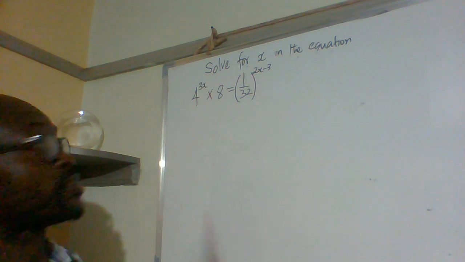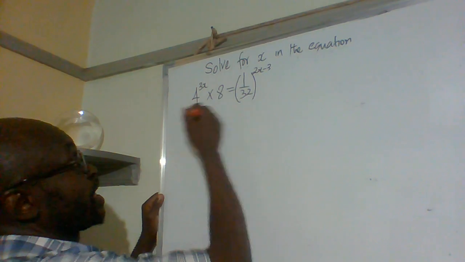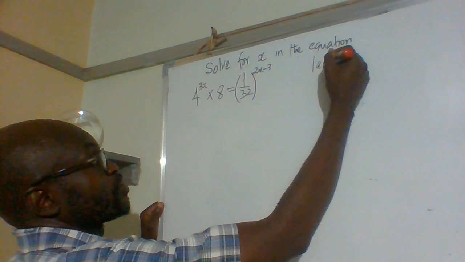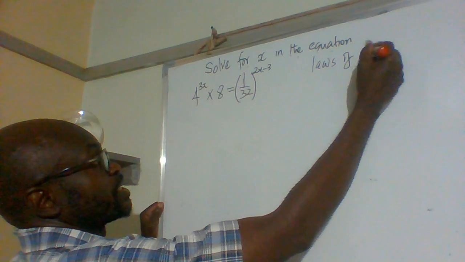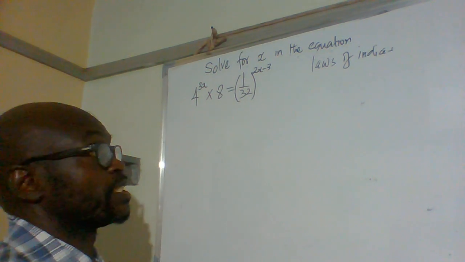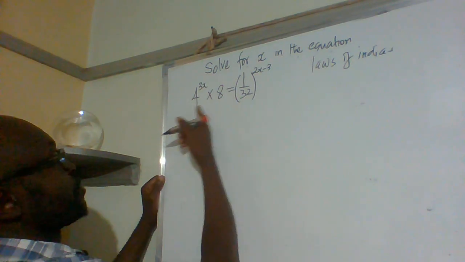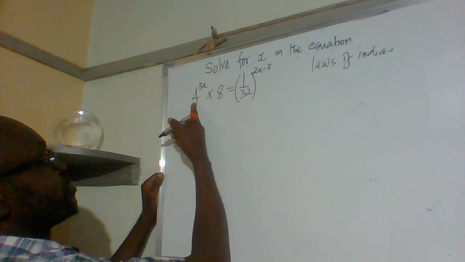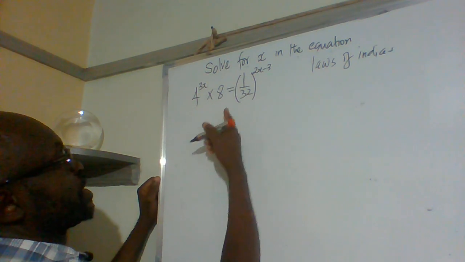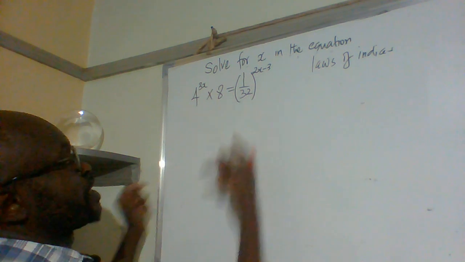Now in this case, what we need to realize is that this is a question testing on laws of indices, in a topic called indices and logarithms. Now, you'll realize that here we have 4 raised to 3x, and then we have 8, which is raised to power 1 if it's not indicated, and then we have 1 over 32.